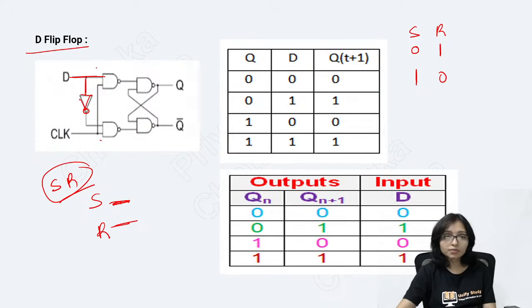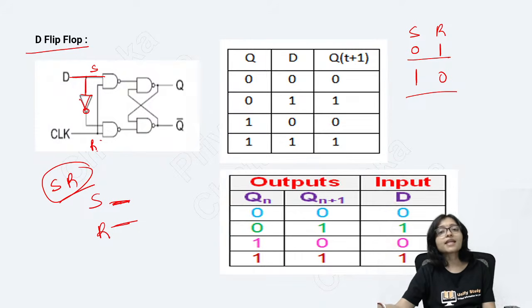That is only possible. Think like this: this is my S, this is my R. What are the possibilities? Either 0, 1 or 1, 0 will be possible. Anything else is not possible. That is what happens here when you think about D. D is 0 means 0, 1. That is actually reset.